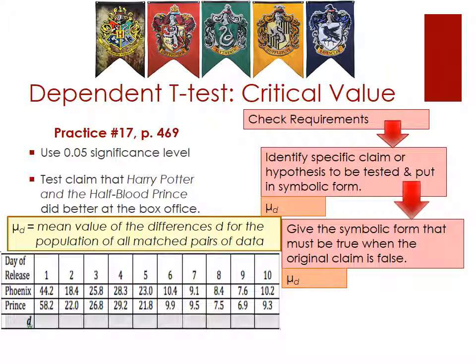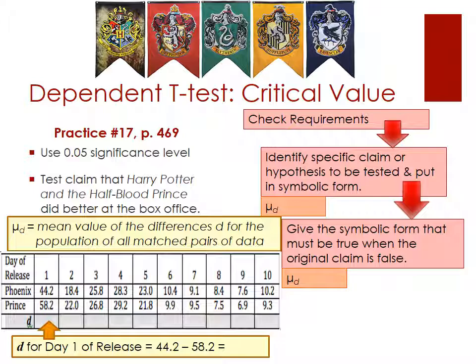D is going to be the difference between those two. So D for day one of release is going to be 44.2 minus 58.2. We're taking the value for the Phoenix and subtracting the value for the Half-Blood Prince, and that will give us the difference, the D, for the day one release. If we do the calculations, we get negative 14. So our D for day one of release is negative 14.